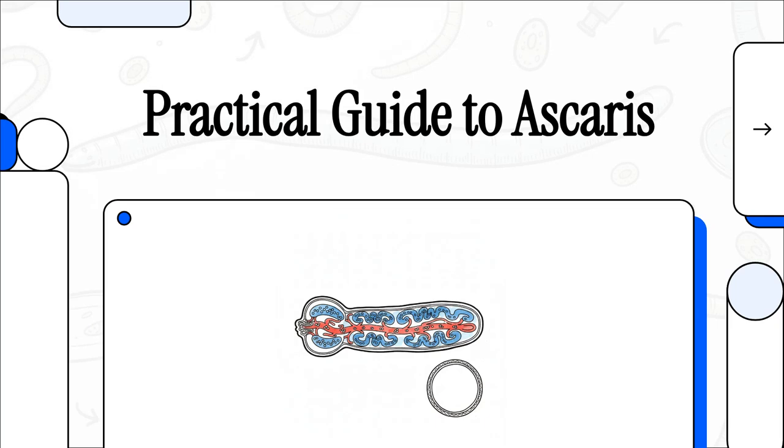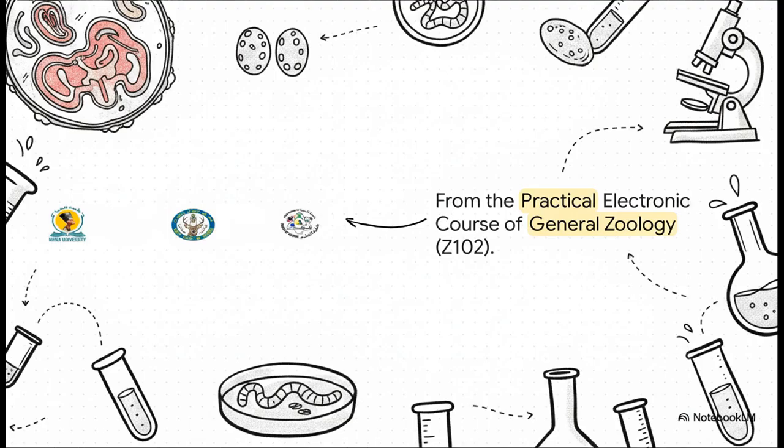Today, we're going to dive into a very important specimen, the nematode parasite, Ascaris. This is a classic in any zoology course, so it's one you really need to know well. Let's get started. Now, everything we're going to cover today comes directly from your official practical course materials. That's the Z102 General Zoology course from Mini University.